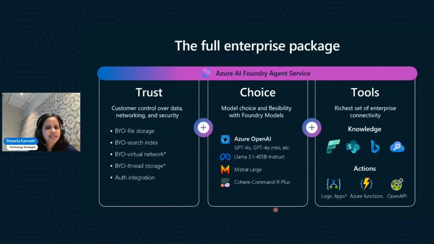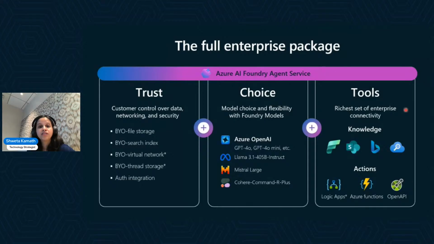Now, when you come to the central part, this is the choice part. Like I was saying, a host of models are available. If you see, you have Azure OpenAI, you have Llama, you have Mistral, you have Cohere. So all of this, again from a choice perspective, I think almost all models are covered out here.